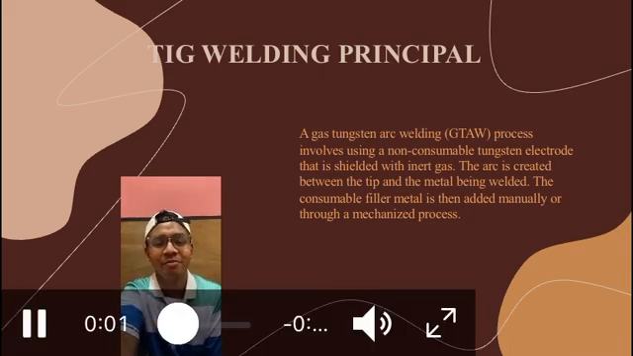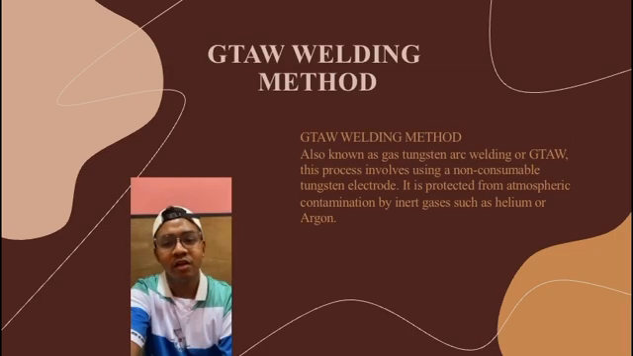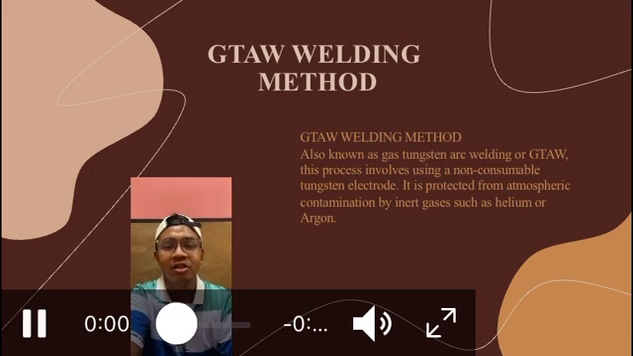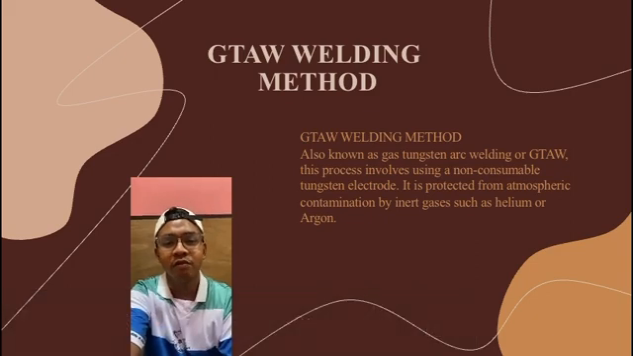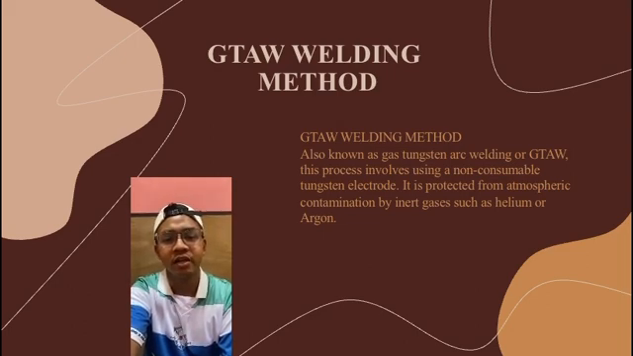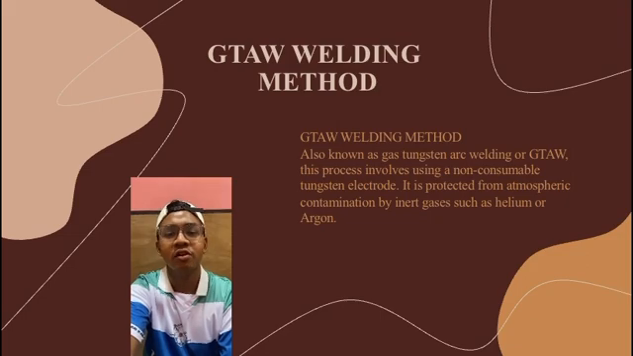GTAW welding principle. Gas tungsten arc welding, also known as GTAW. This process involves using a non-consumable tungsten electrode. It is protected from atmospheric contamination by inert gas such as helium or argon.